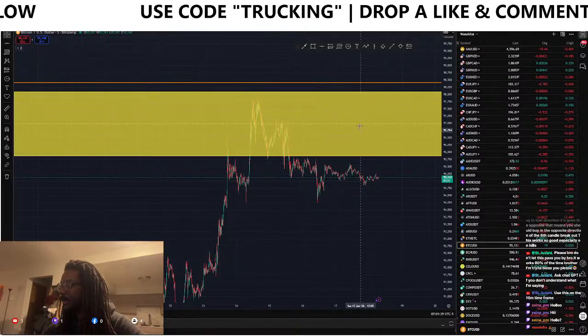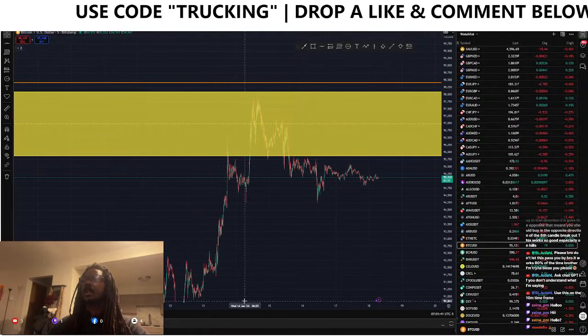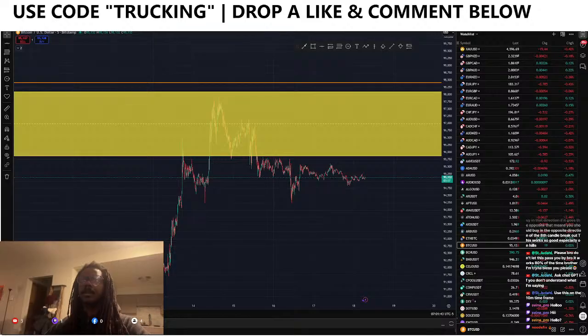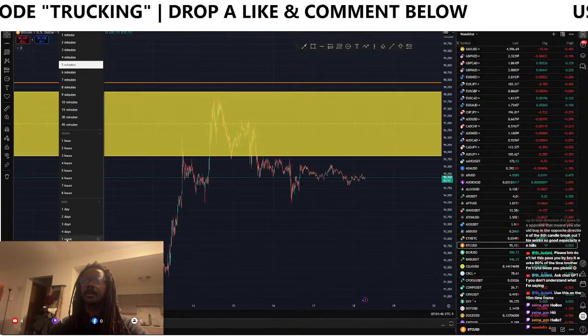Obviously, people have been wondering if Bitcoin is going to go back up, because it finally popped back into this zone that we've been talking about, right? This inversion fair value gap. I think this comes from the weekly time frame. Let me double check.